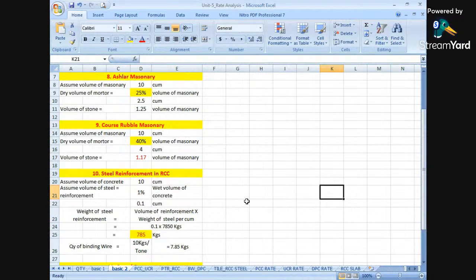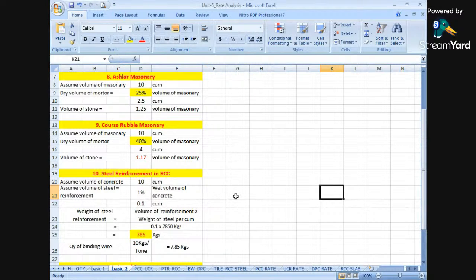Next is steel reinforcement in RCC works. How to find out the steel reinforcement for a particular RCC work? For steel reinforcement again the thumb rule has been used. Assume the volume of concrete as 10 cubic meters. Here we are assuming the steel as 1% of the wet volume of concrete. Okay? 1% of 10 comes to be 0.1.